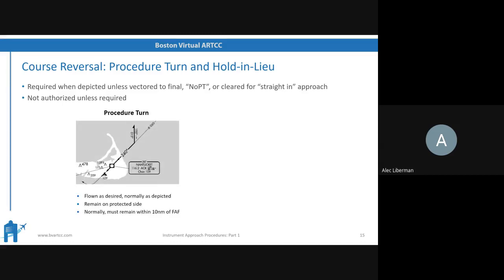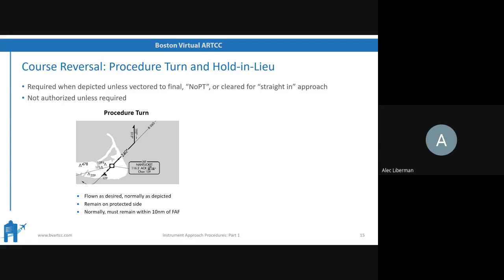So, procedure turn. You fly it as desired, normally as depicted. You have to remain on the protected side. Remember, here we do have the protected side mandate again. And normally you must remain within 10 miles of the final approach fix. That'll be written on the chart. So in this case, for example, let's say you're at the Nantucket VOR. You're directly over the field and you want to fly the approach. You track outbound on the 060 radial. At some point, you make a left turn to 015, give or take. Fly that for about a minute. Make a right or a left turn, whichever you choose, on a 195 heading to join the 240 radial back inbound. That's a procedure turn.